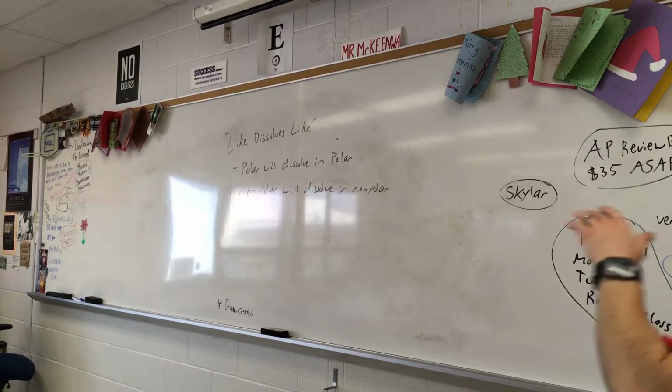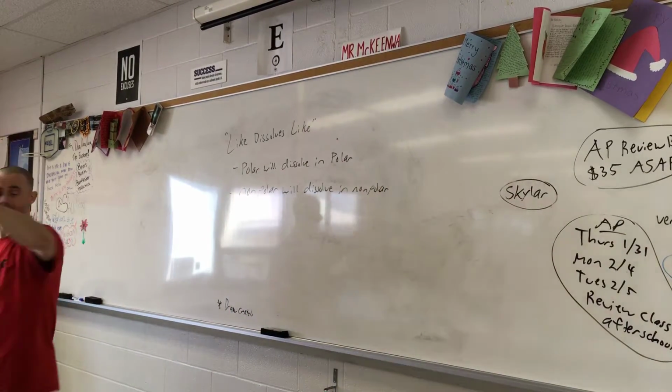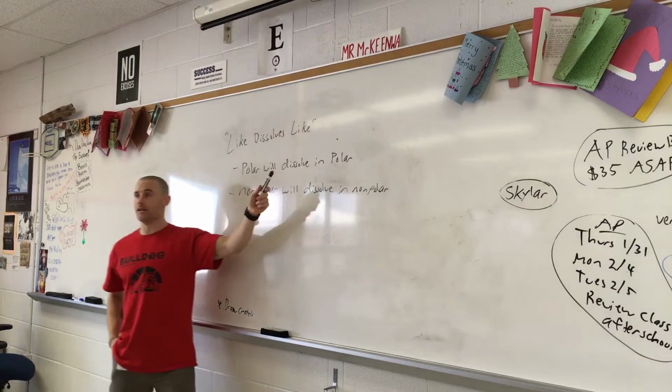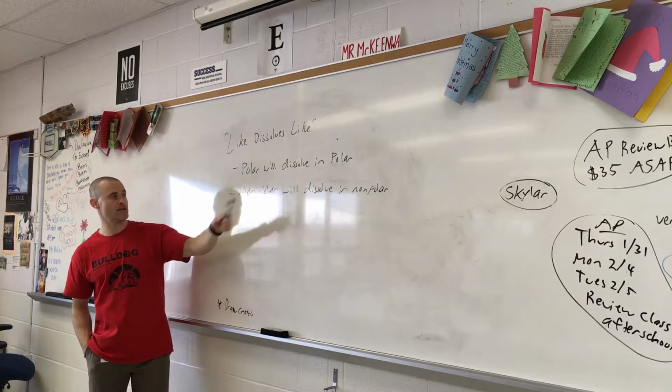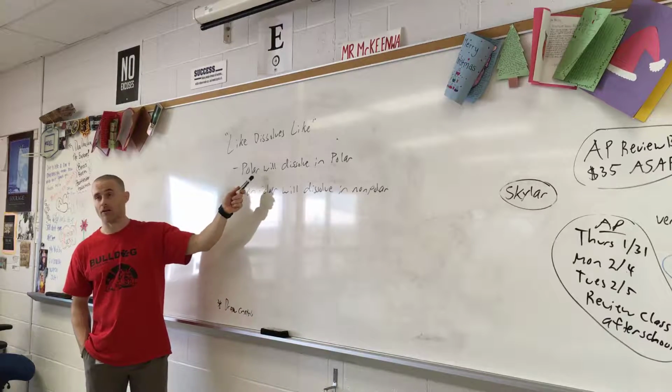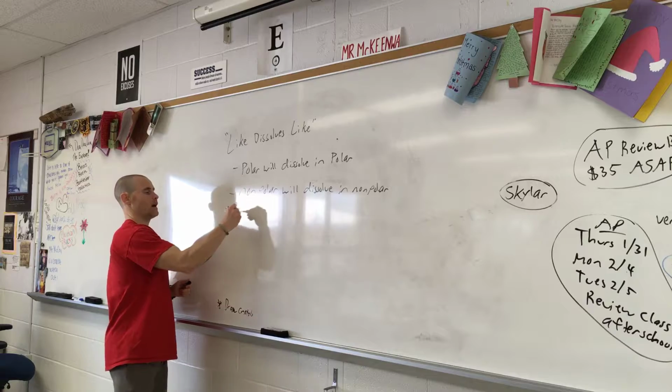All right. So again, like dissolves like. Memorize that. Polar dissolves in polar. You just saw it back there. Iodine dissolves in ethanol because ethanol has non-polar properties, but it didn't dissolve in water. Water's polar. Okay. But what about ionic?